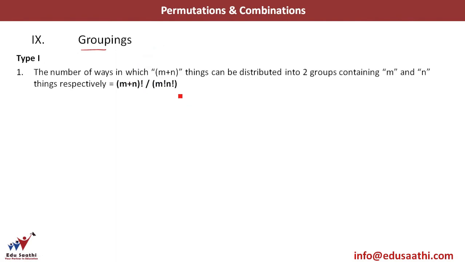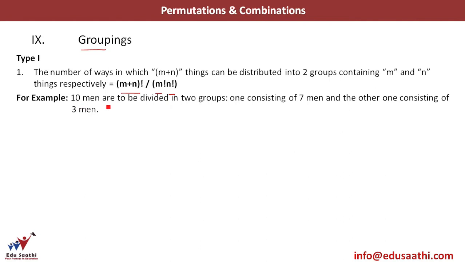Find the number of ways in which m plus n things can be distributed into two groups containing m and n things respectively. The answer is (m plus n) factorial divided by m factorial divided by n factorial. Let's take this with an example. 10 men are to be divided into two groups, one consisting of 7 men and the other consisting of 3 men. So what is m here? 7. What is n here? 3. What is m plus n? It is 10. So according to this formula, my answer is 10 factorial divided by 7 factorial divided by 3 factorial.